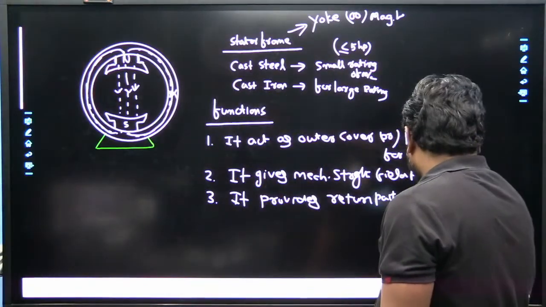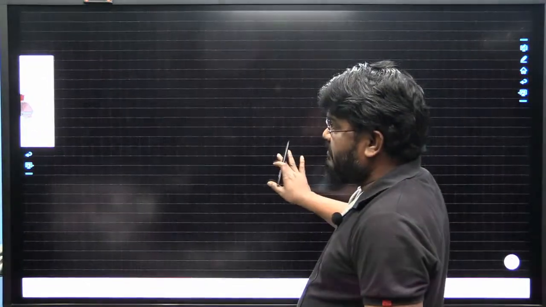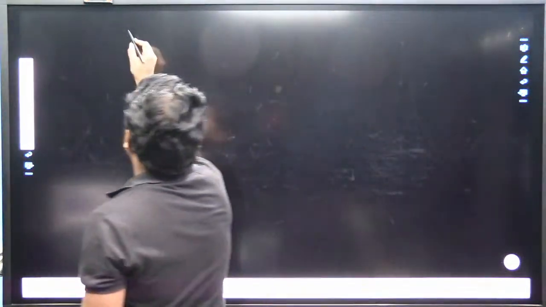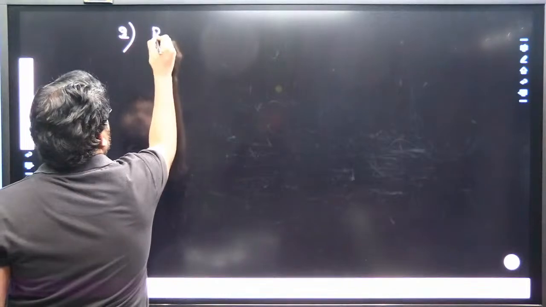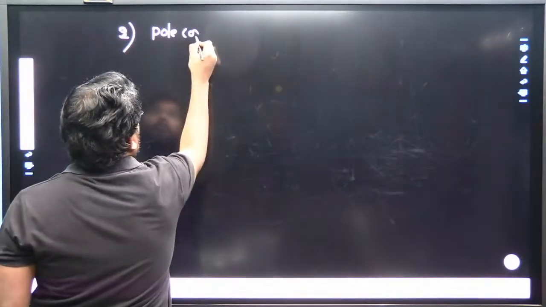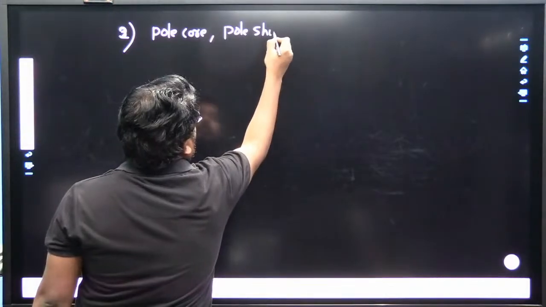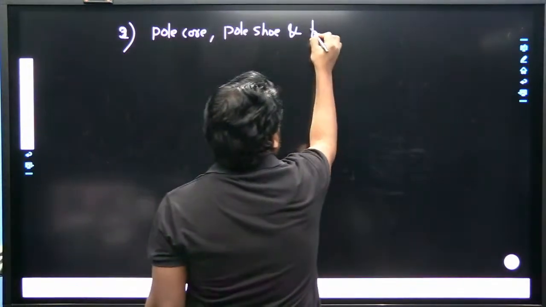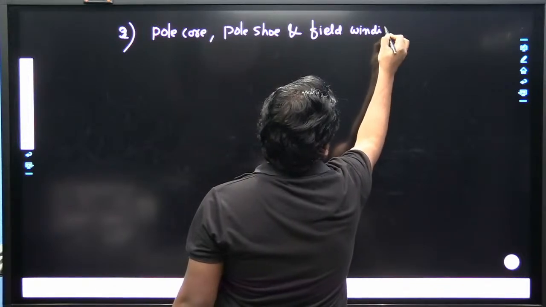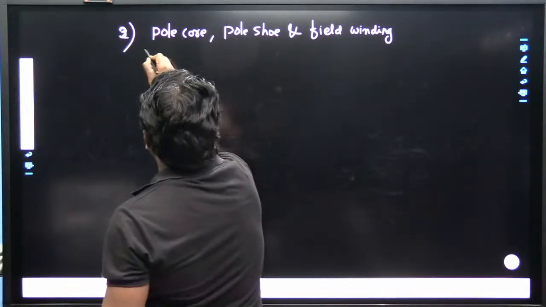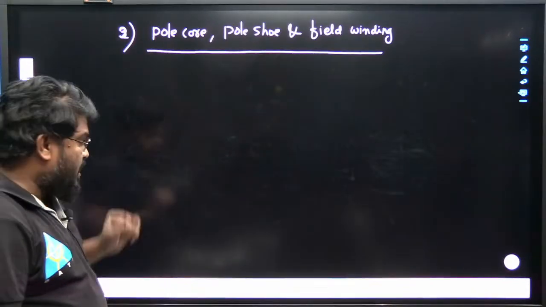Yes. So next one, let us discuss the third part, or second part. That is the pole core, pole shoe and field winding of the DC machine. So where are the pole core, pole shoe and field winding of the DC machine?